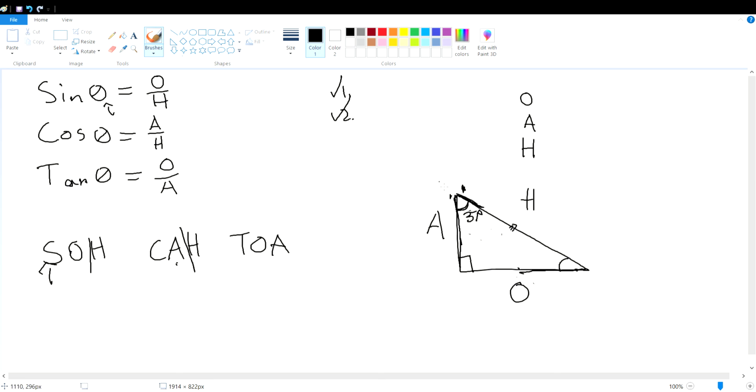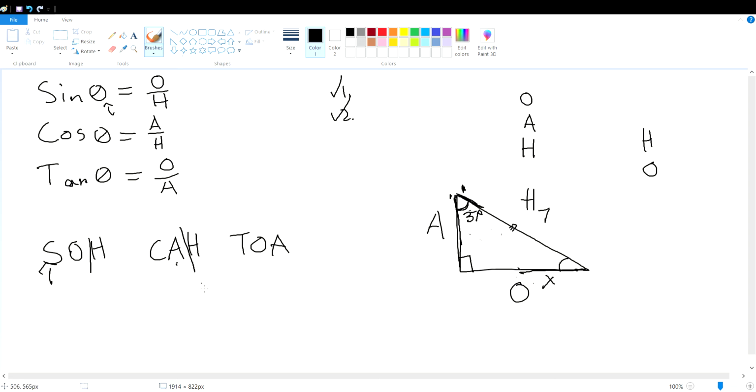Now, let's just say this side is 7, and this is x. Alright, so we're given our hypotenuse, which is h, and we're trying to find our opposite side, which is O. Which one of these functions has h and O? Sine has h and O, so we're going to have to use sine for this one.